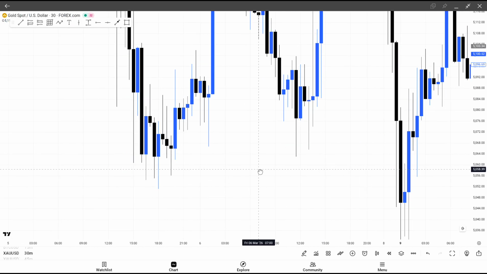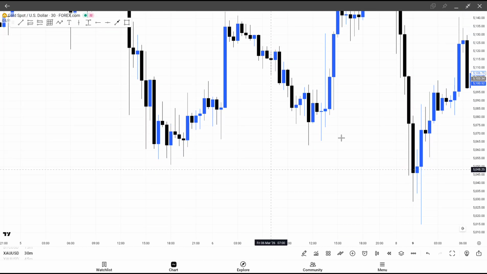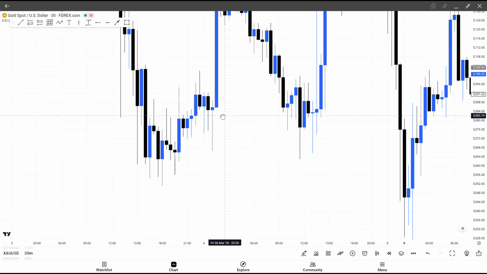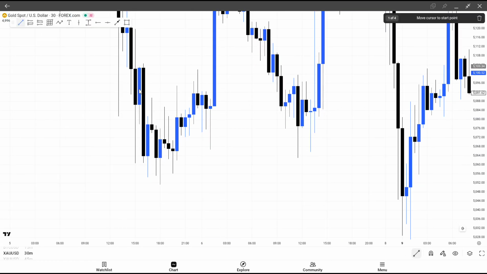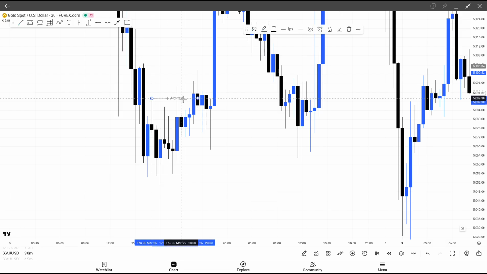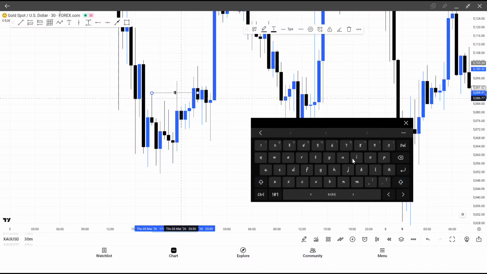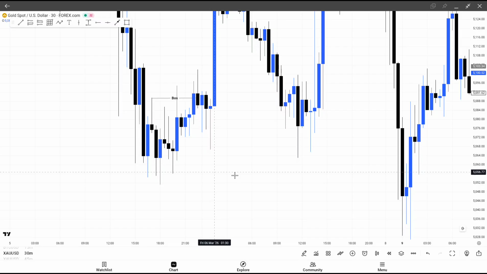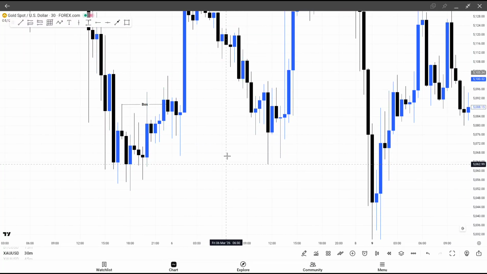So let us come here. The first rule says there should be a break of a structure. A break of a structure is also a market structure shift, so you don't have to worry too much. This is a break of a structure, or it can be a market structure shift, no problem. Pay attention, it can be a break of a structure, or also a double break of a structure. Here you have the first break of a structure.